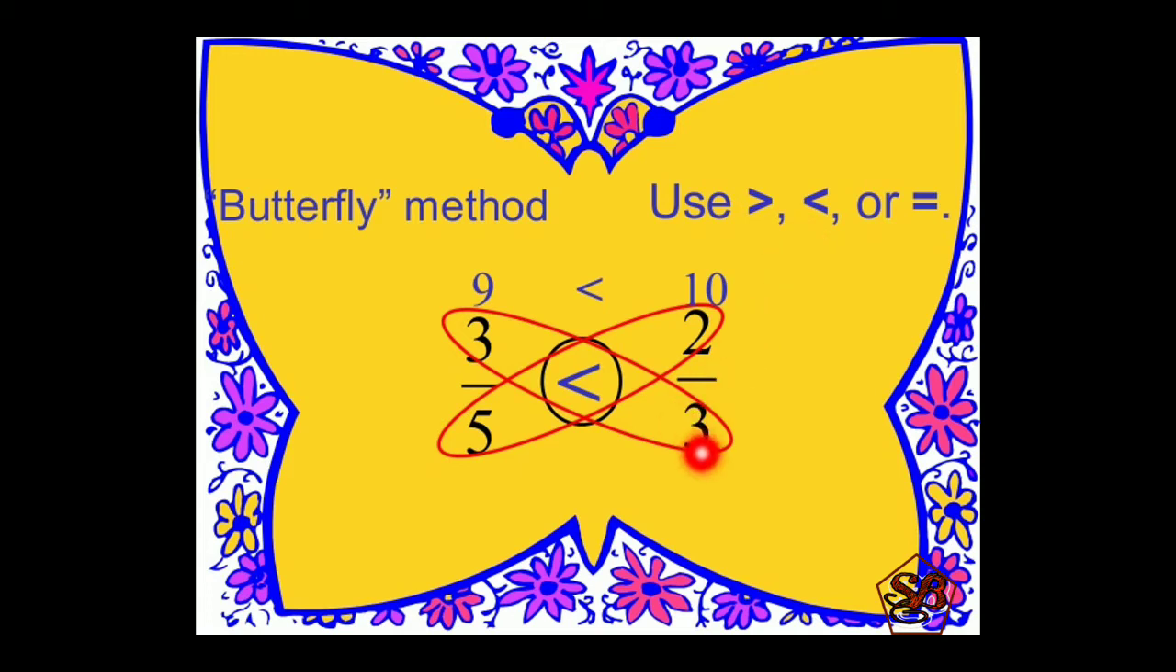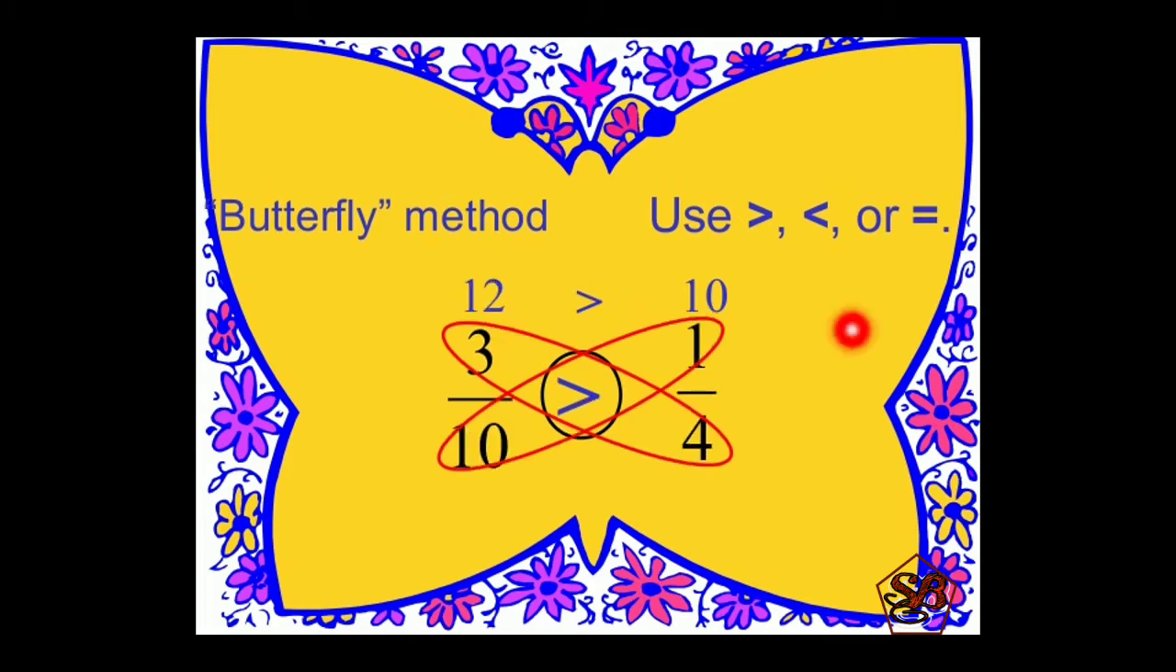In this, we multiply two numbers across like this. Denominator to numerator and denominator to numerator. 3 3s are 9, 5 2s are 10. Now, we compare the products. 10 is bigger, so we put this sign. Therefore, 2 by 3 is greater than 3 by 5.